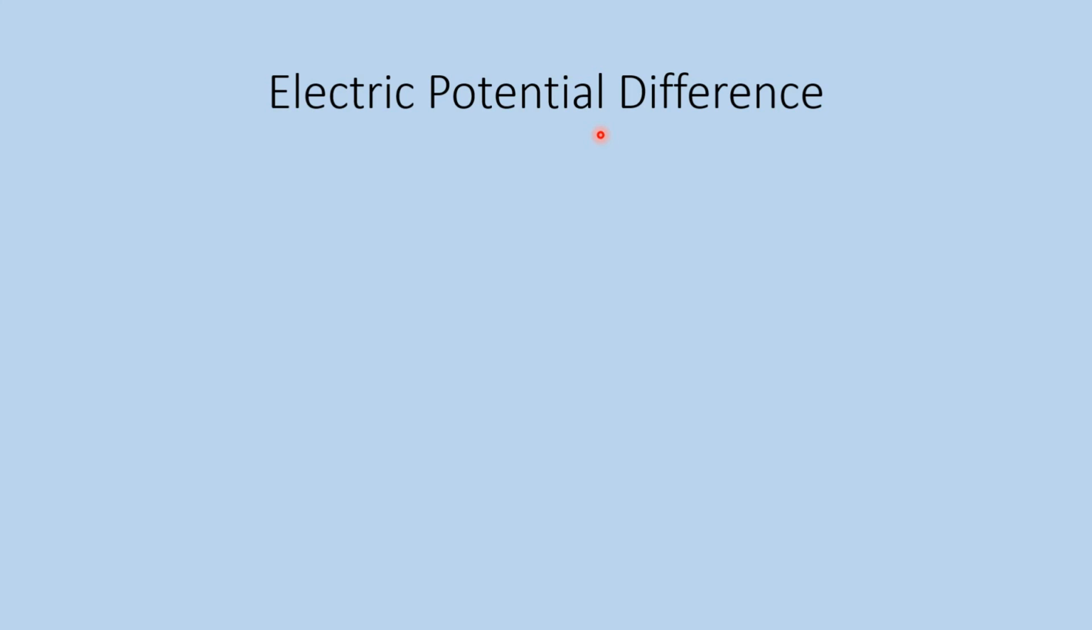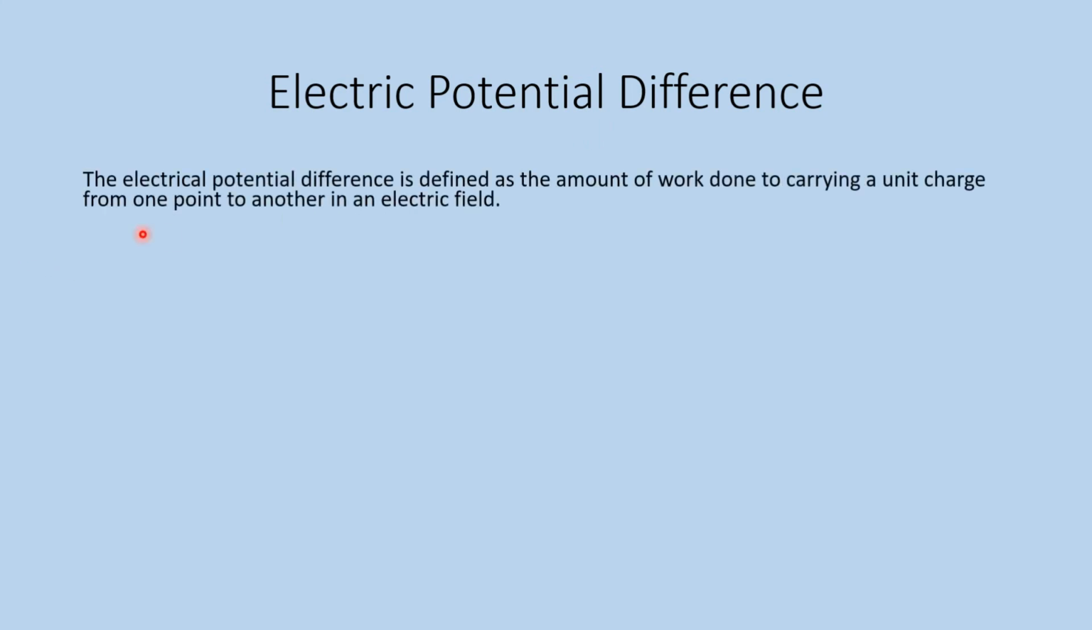About electric potential difference for different cases, and we will see how we calculate the electric potential difference for each. First, let's start with defining the electric potential difference. It is defined as the amount of work done to carry a unit charge from one point to another in an electric field. So if we have an object and we want to move it, we need energy.